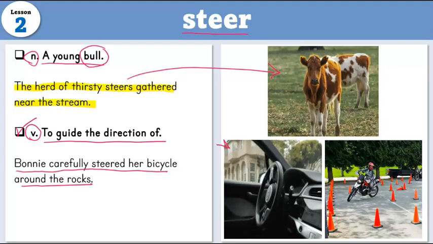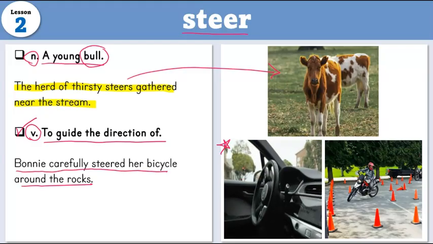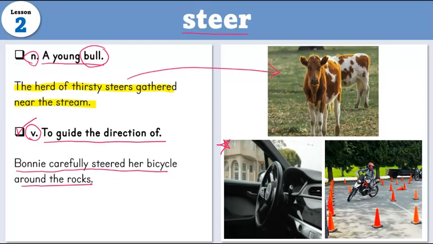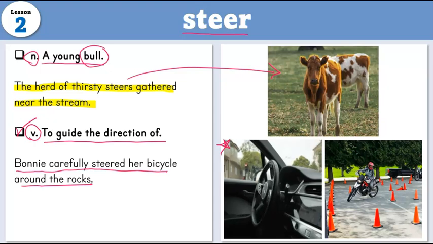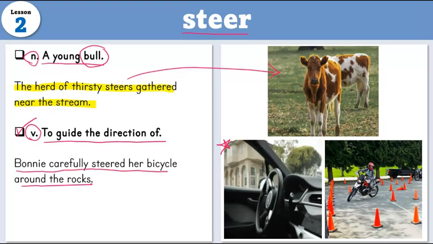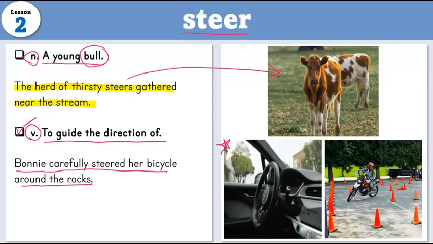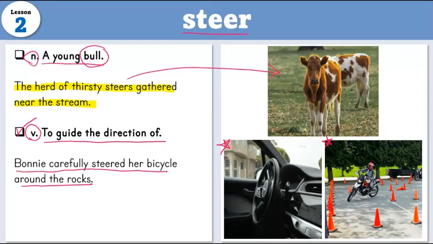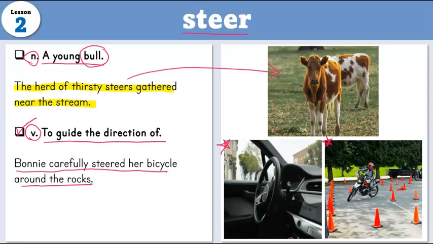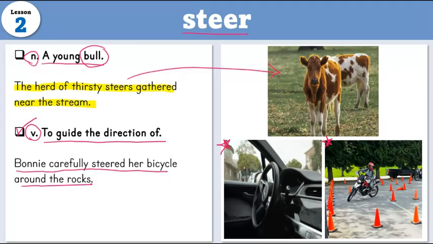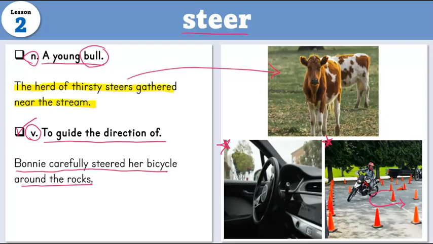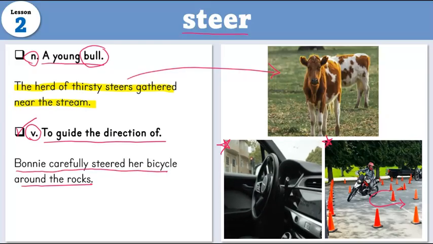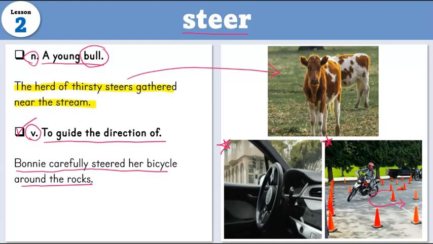And here in this video, you can see that the car is steering itself. So there's a new technology now in cars that allow them to drive on their own. So this car is steering by itself. In this picture here, you can see that the person driving the motorcycle is carefully steering around these orange cones. So they are guiding or moving the motorcycle in the direction that they want it to go.